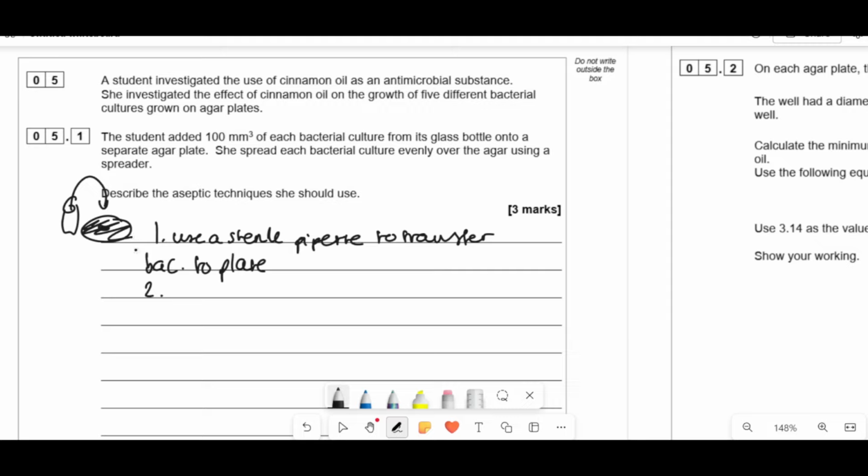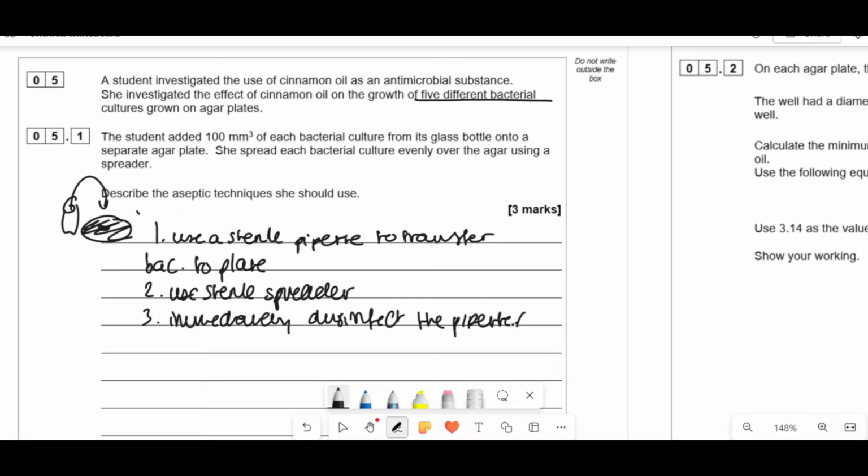The spreader doesn't put it on there. It's actually spread it. So what you do is you use a sterile spreader to spread the bacteria. Now here, they've told you that we're using different agar plates and there are 5 different bacterial cultures. You don't want to just stick the same pipette back in the next bottle or you just contaminate the next one. So then what you would do is you would immediately disinfect the pipette and spreader, unless you're using a different one, then you would say use a different one after use by, I don't know, dipping in disinfectant.